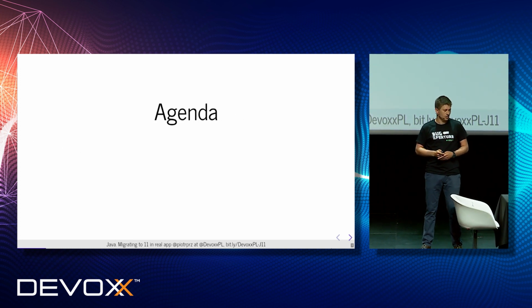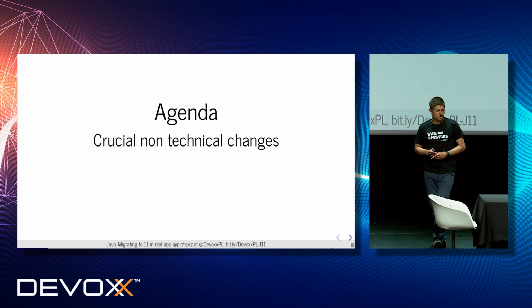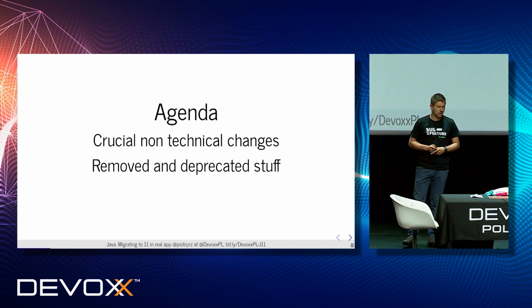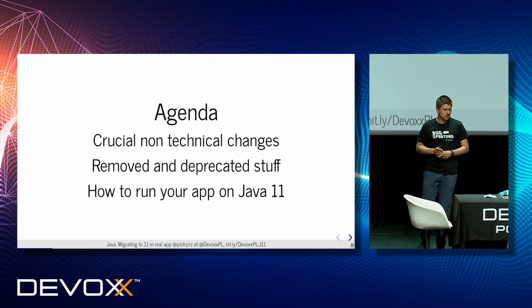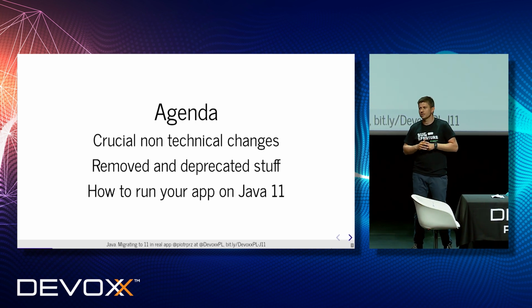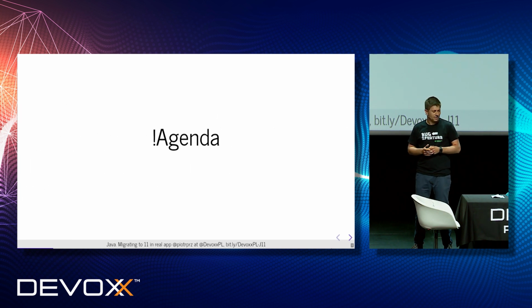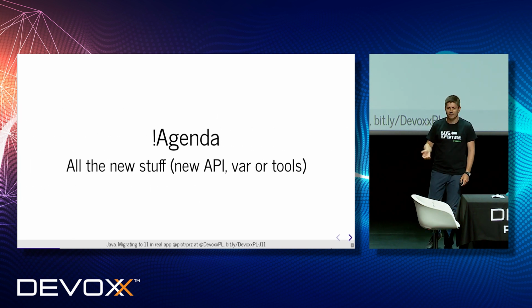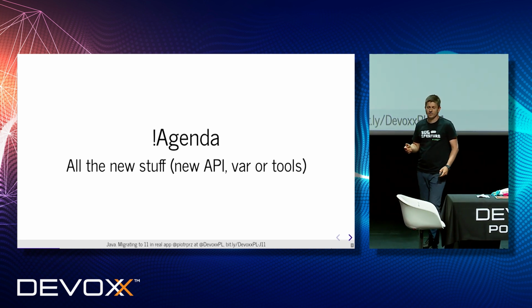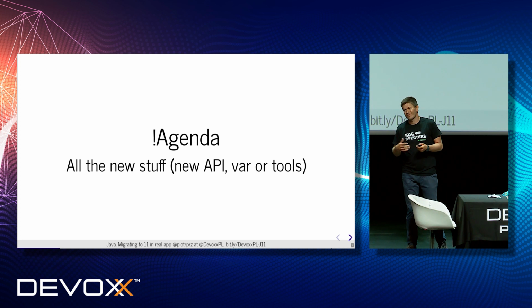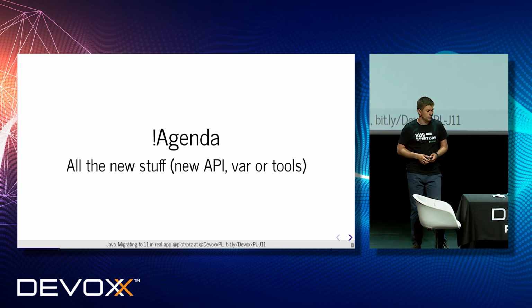So, the agenda for today. We'll cover crucial non-technical changes. We'll talk about removed and deprecated stuff. And finally, how to run your current application on Java 11. What we are not going to cover is all this new fancy stuff like new APIs, var or tools and everything. So if you came for Java goodies, this is not going to happen during this talk.